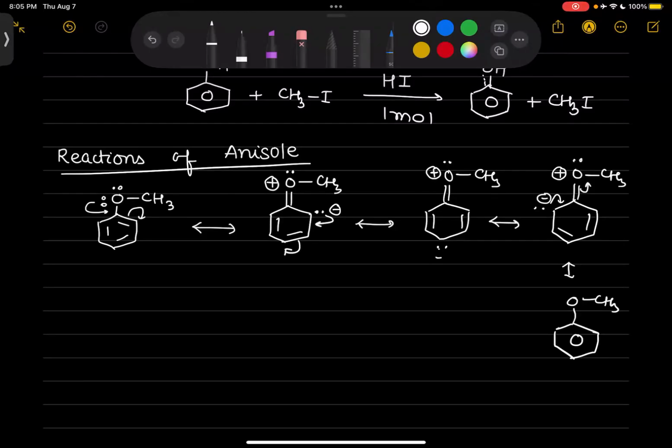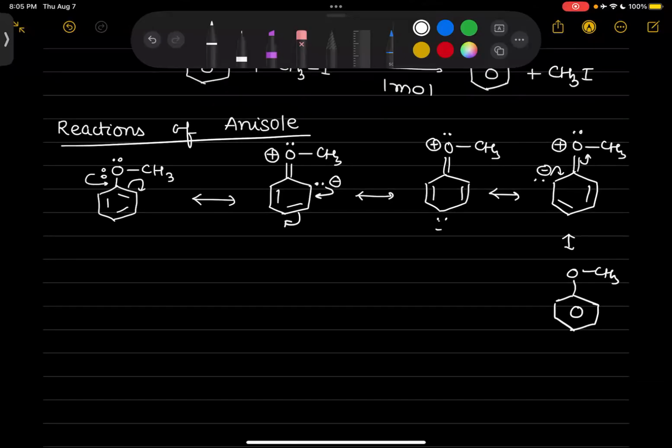So let me quickly start with the reactions of anisole, right? That we need to look at in the last class. This is the only thing which is pending, because everything else is completed in this chapter.